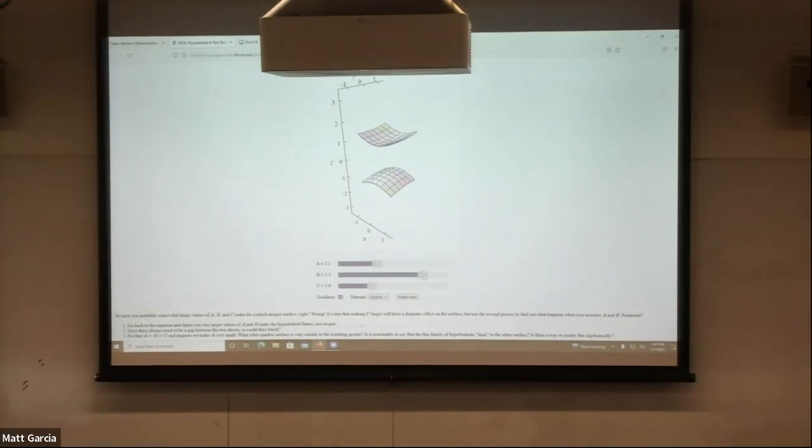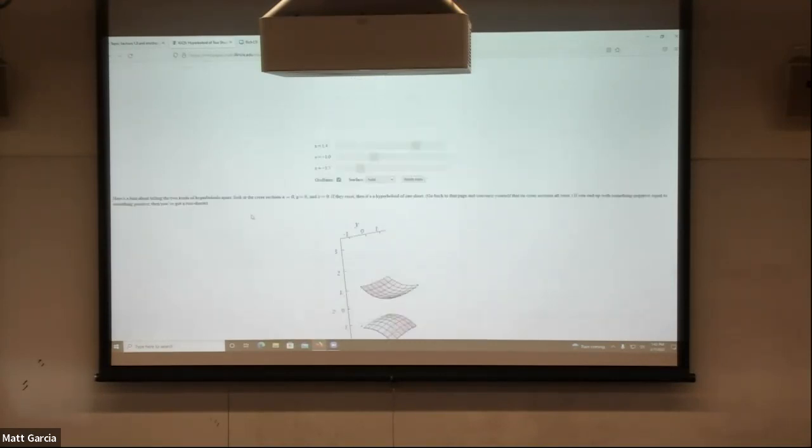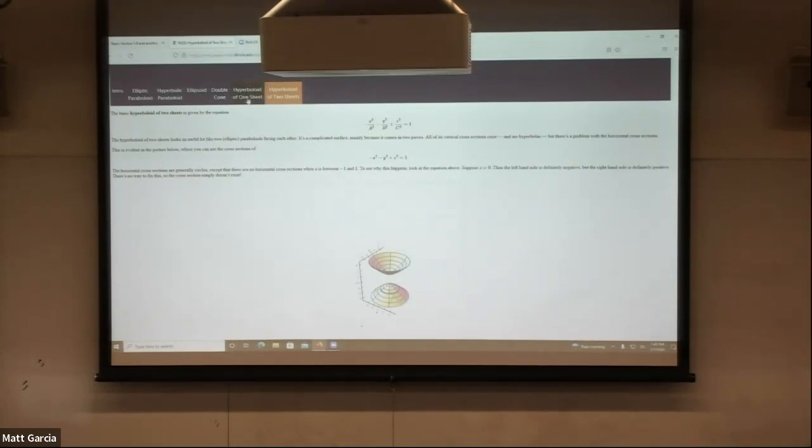Likewise for our other parameters, A, B, and C. C is a little different. This brings our sheets closer together. Okay, so you can do this for all the possible quadratic surfaces. They're all linked right up here.